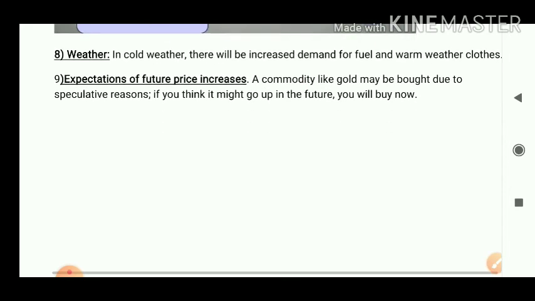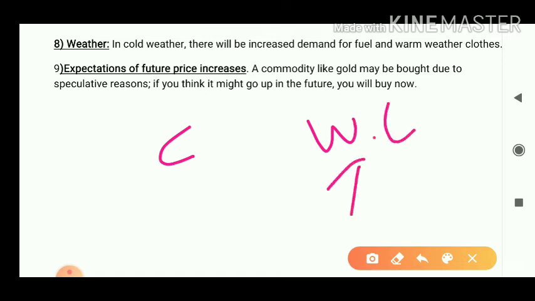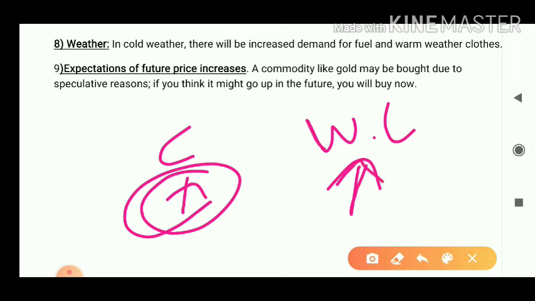So next is the weather. In cold weather there will be increased demand for fuel and warm weather clothes. As you know, if there is cold weather, the demand for warm clothes will be higher. I have written the short form WC: when the cold weather is operating, the demand for warm clothes will rise. And when there is summer or hot climate, the clothes used in the summer season will be in demand. So that is how weather affects the demand in the market.